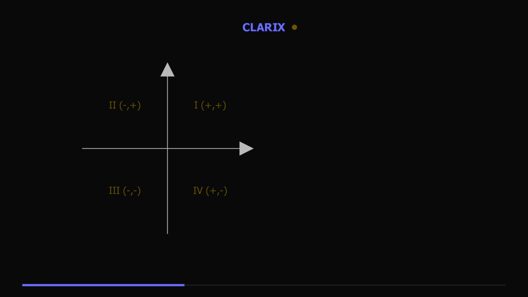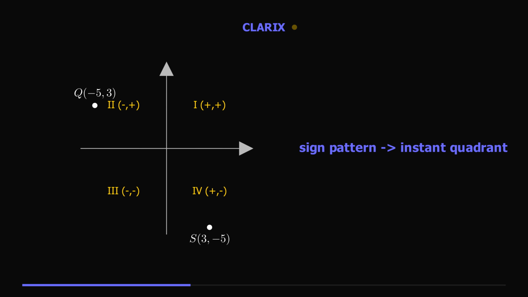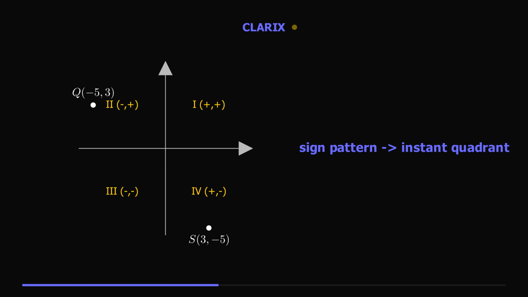Once a point moves off both axes, it lands in one of 4 regions called quadrants, and the axes are exactly what divide the plane into these 4. They're numbered going counterclockwise starting from the top right. In quadrant 1, both x and y are positive, top right. In quadrant 2, x is negative but y is positive, top left. In quadrant 3, both are negative, bottom left. In quadrant 4, x is positive, but y is negative, bottom right.